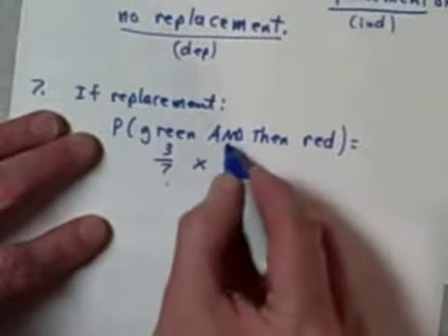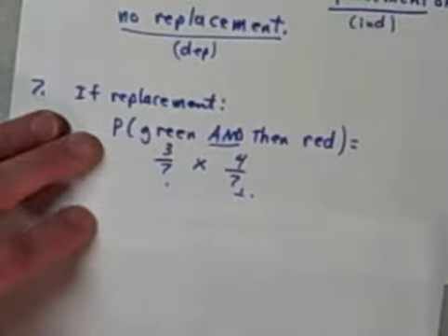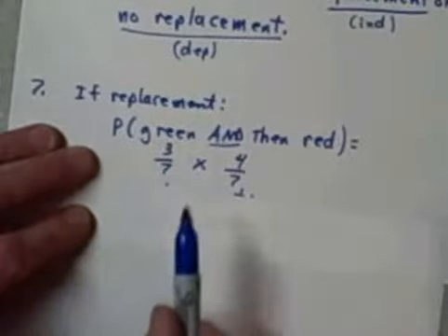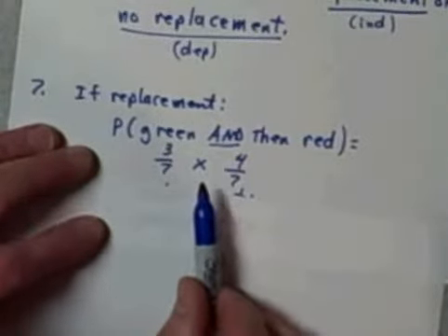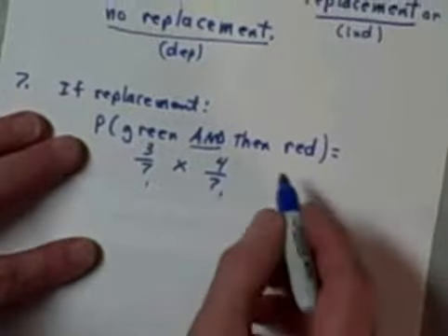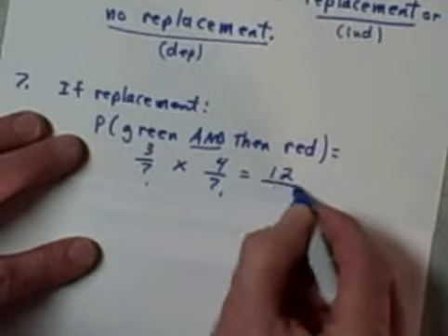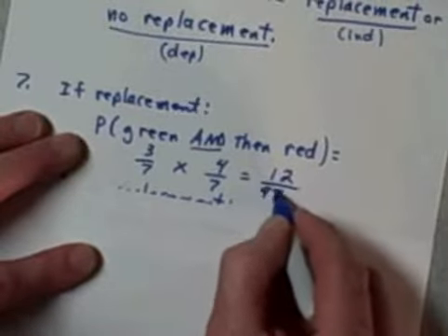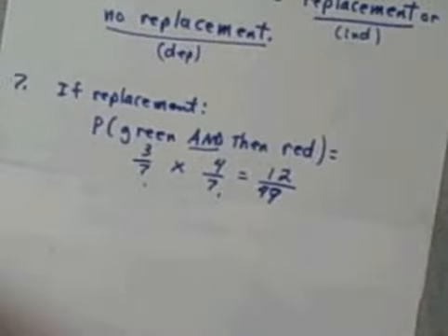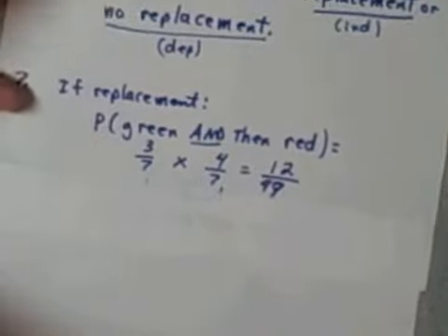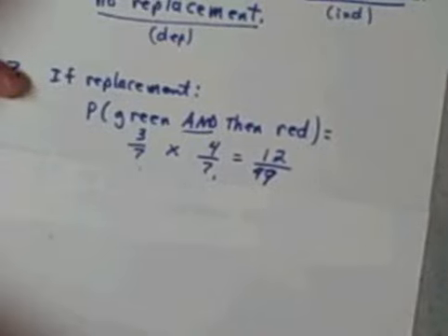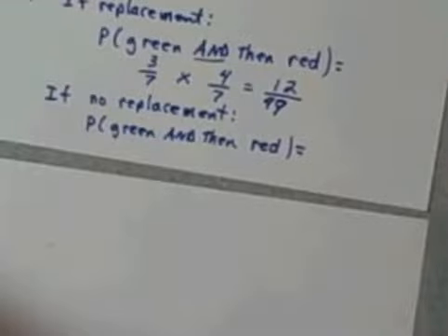Whenever we're dealing with 2 or more trials with the word "and" in here, which means I want this to happen and then this to happen, we multiply the individual probabilities together. So 3 sevenths times 4 sevenths is 12 49ths. Okay? 12 49ths is my probability. We can expect it to happen 12 out of every 49 times, which is just a little bit smaller than 1 out of 4.